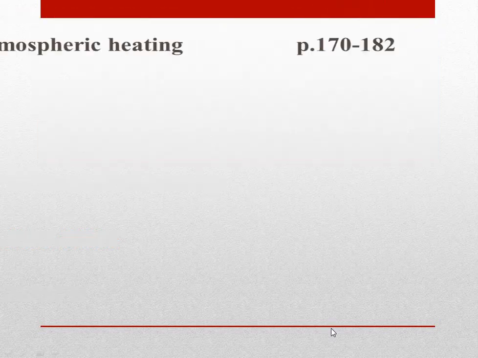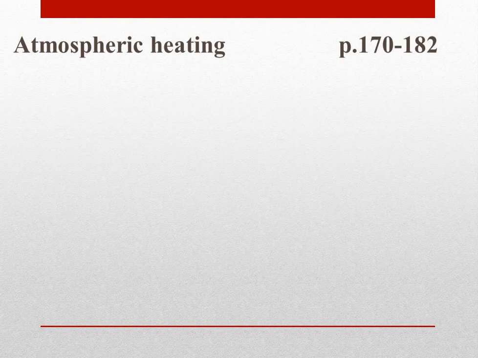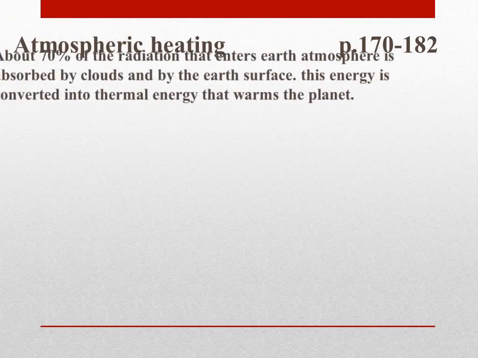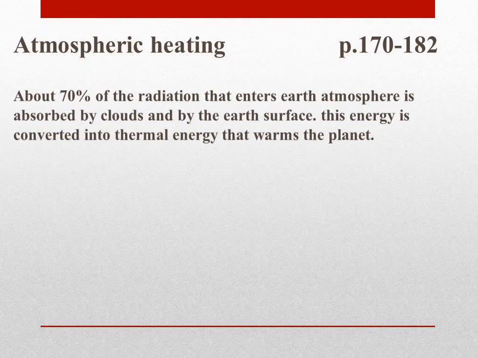Today I'm going to explain atmospheric heating, pages 170 to 182. About 70% of the radiation that enters Earth's atmosphere is absorbed by clouds and by the Earth's surface. This energy is converted into thermal energy that warms the planet. So why is our planet warm? Because 70% of this radiation that enters our Earth's atmosphere is absorbed by what? By clouds and the surface of the Earth.